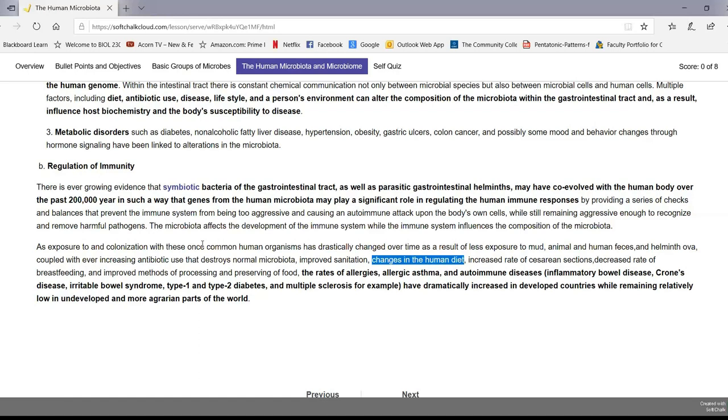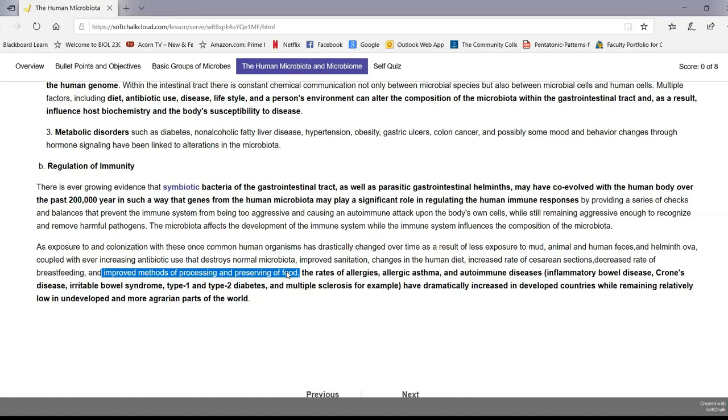Another factor, increased rate of cesarean sections, decreased rate of breastfeeding, improved methods of processing and preserving foods. Again, that has allowed foods to last longer and prevented pathogens that might be associated with foods from developing, but also we aren't being exposed to all the microorganisms that normally would be growing on raw foods.